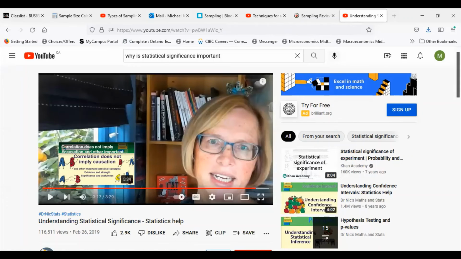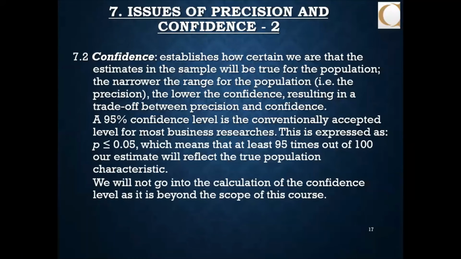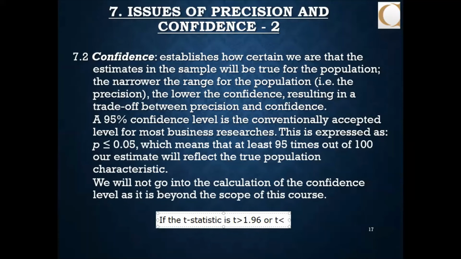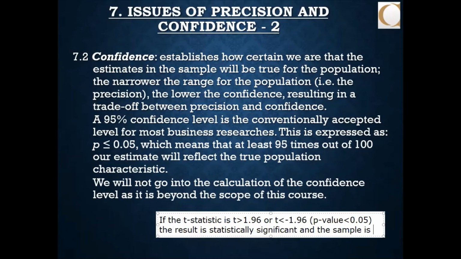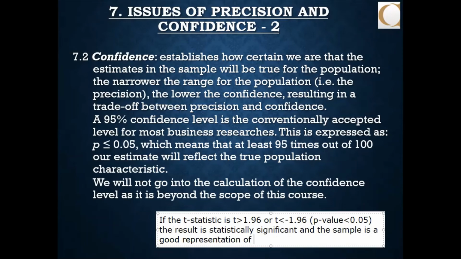So, if the t-statistic is greater than 1.96 or less than -1.96, p-value less than 0.05, the result is statistically significant and the sample is a good representation of the population. So that's a very important part of that video.